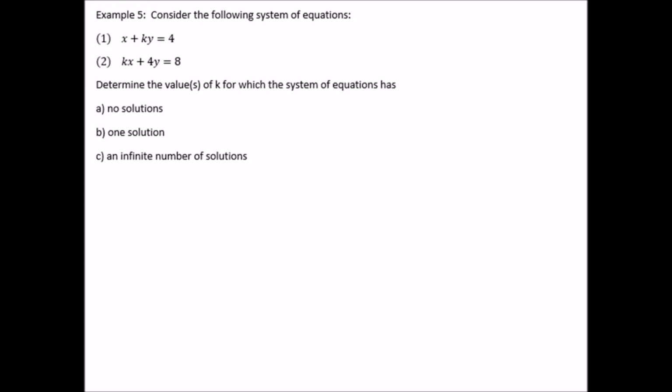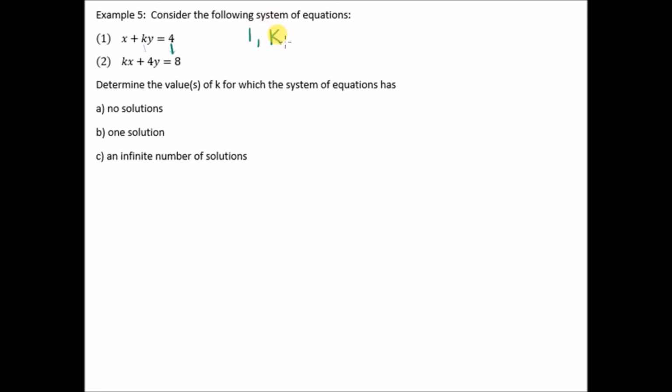Okay, let's consider the following system of equations. x plus ky equals 4, and then kx plus 4y equals 8. So let's determine the values for k for which the system of equations has 0, 1, and infinite solutions. So usually what we're able to do is just find multiples, right? 4 times 2 is 8. So then we'd have 2 times 2 is 4, and then that would be 1 times 2 is 2. Okay, so that's what I would be looking at initially, but sometimes it's not always this easy.